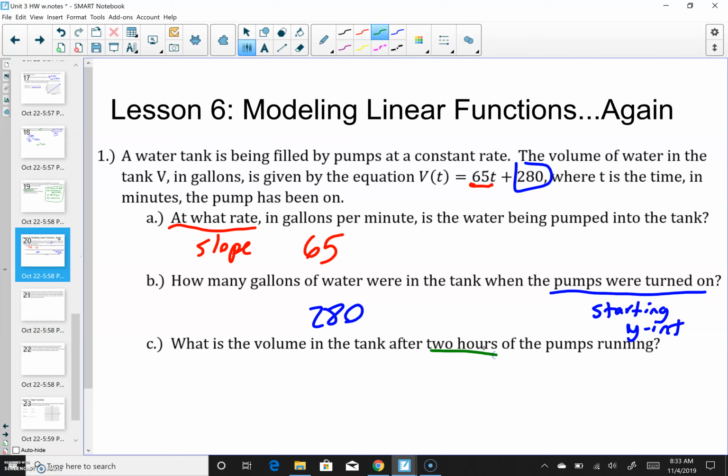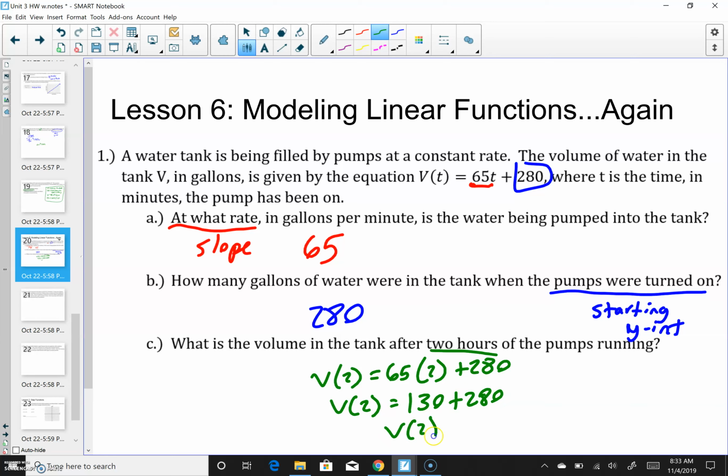What is the volume in the tank after 2 hours of the pump running? Well, after 2 hours means we're going to go V of 2 equals 65 times 2 plus 280. And this is something that you can just throw into your calculator, or you could do it by hand, it's up to you. So 65 times 2 is 130 plus 280. So then V of 2 is going to equal 410 gallons after 2 minutes.